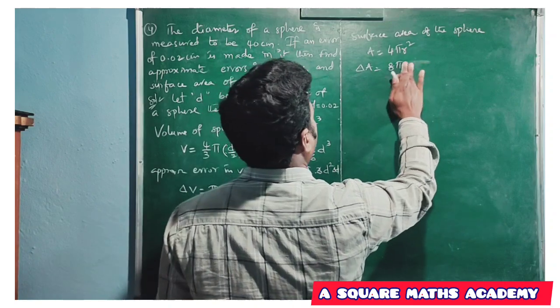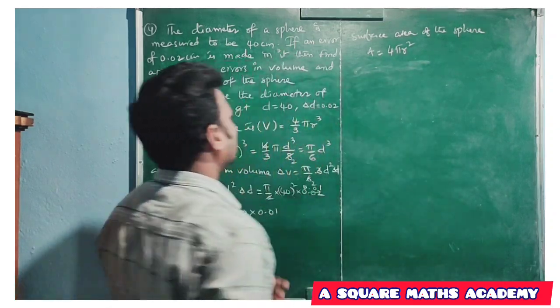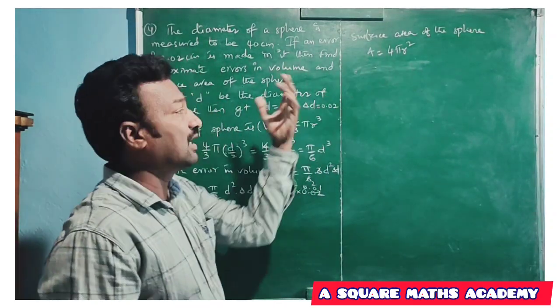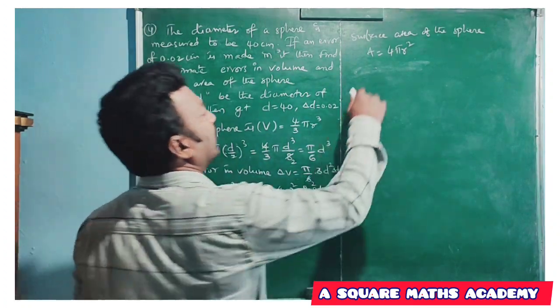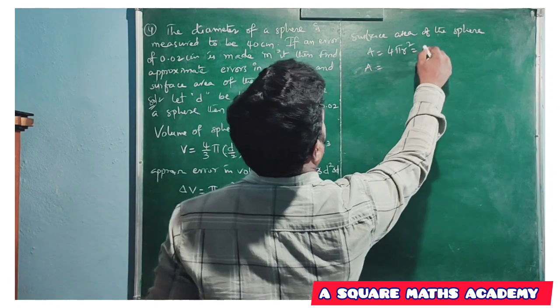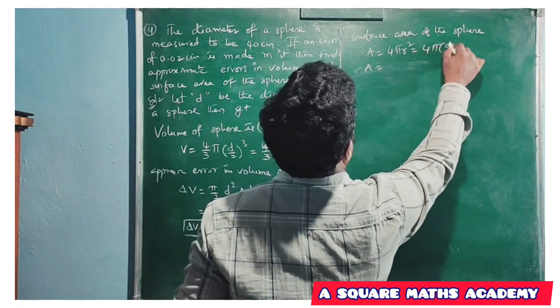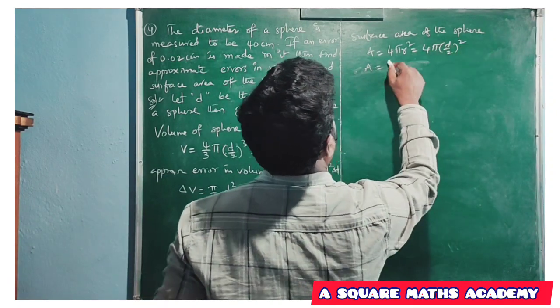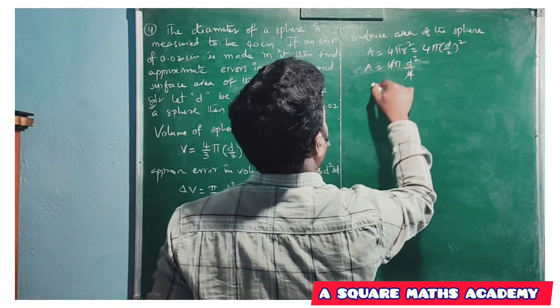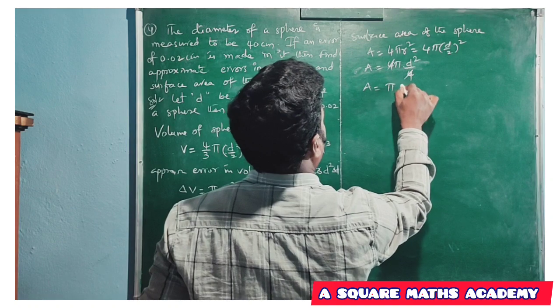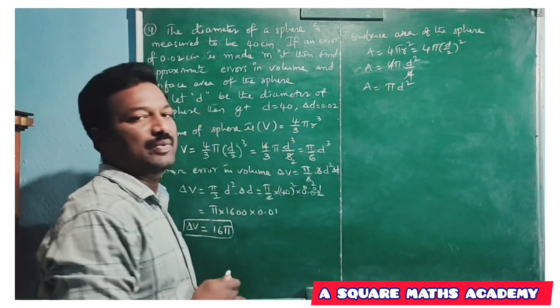But before that, wait one second. Why? Because r is not given here; the diameter is given. So if I write A equals 4 pi into d by 2 whole square, that is 4 pi into d square by 4. The 4 gets cancelled, so A equals pi d square.